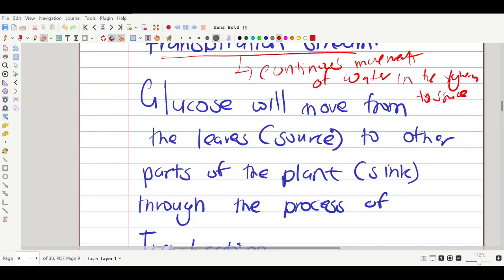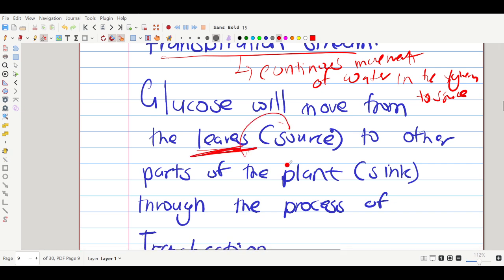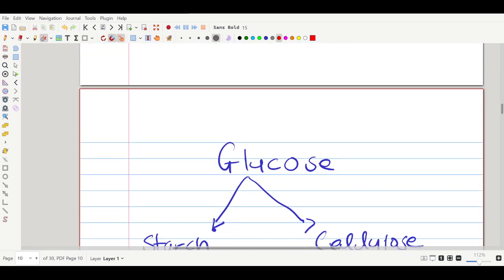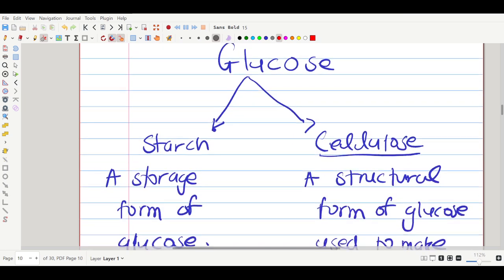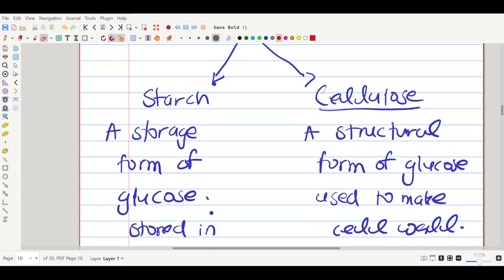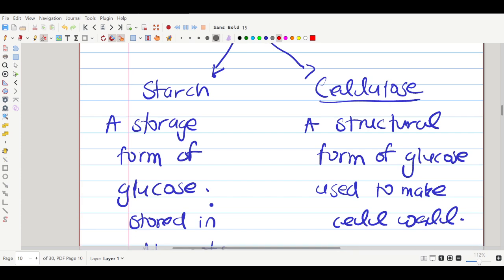So the other parts of the plants that receive the newly made glucose are called the sink. So glucose will move from the leaves, the source here, to other parts of the plants, the sink, through the process of translocation. Let's also talk about that glucose. Once glucose is transported, it can take two forms depending on the intended use.